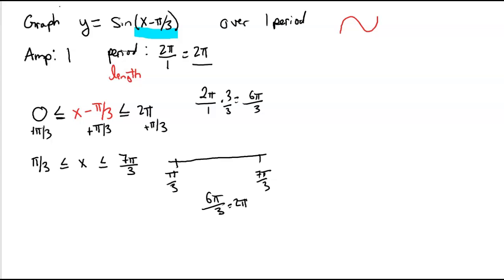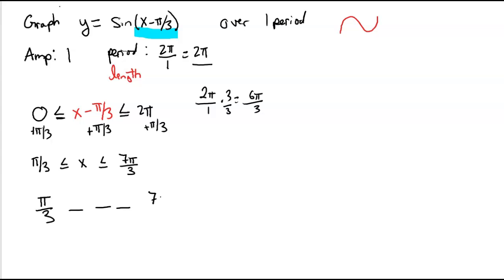So how do I find the rest of my numbers? So let's go ahead and we'll take that away. We don't need that anymore. Okay, so how do I find the rest of my numbers? Well, I said pi over 3 is our starting. I have 3 numbers in the middle, and then 7 pi over 3 is my ending point.